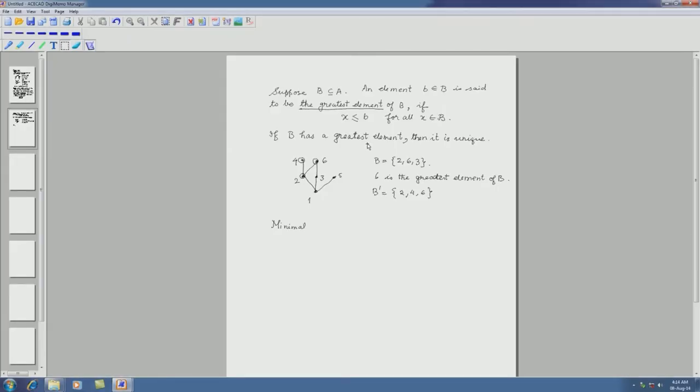Now, we move on to the definitions of some more special elements, which are very typical of a partially ordered set. We define the minimal element of a set. Now, in a partially ordered set A, a subset B has a minimal element if there is an element small b in that subset which does not dominate any other element in that subset. Now, let me write down the definition.